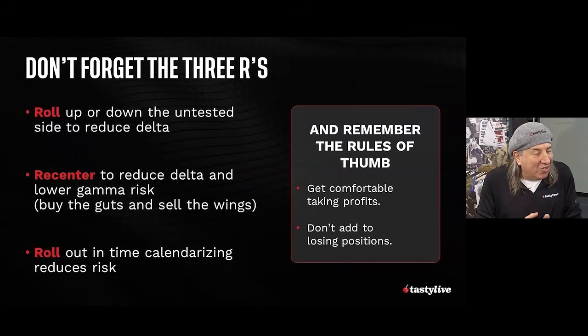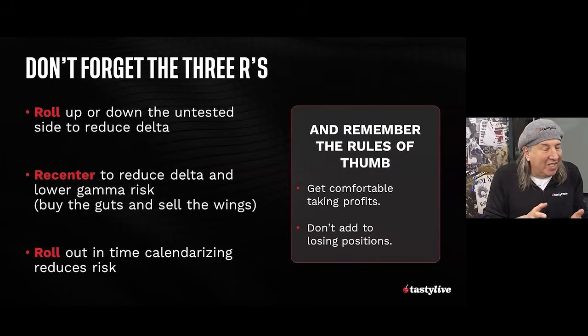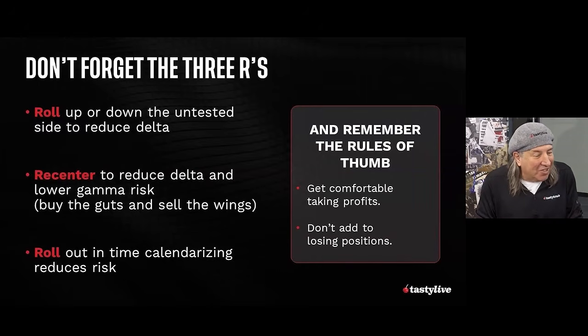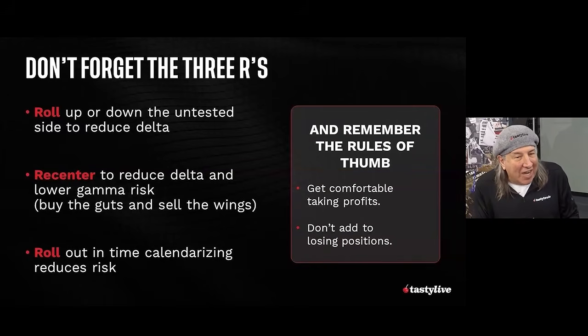We call that calendarizing the trade. So you move the trade out to the next cycle. In the futures world, we call it moving it to the active month. In the listed world, we call it calendarizing the trade. That reduces your risk by about 30%. Calendarizing a trade reduces risk by 30%. So again, the 3 R's: rolling up or down the untested side, recentering, and then rolling out in time.